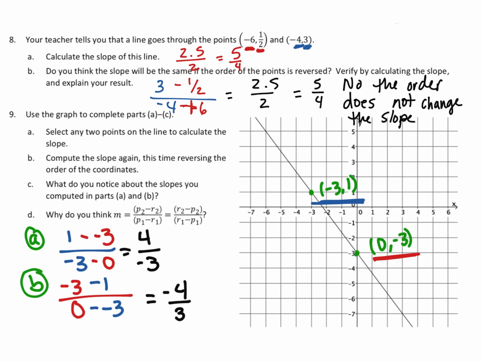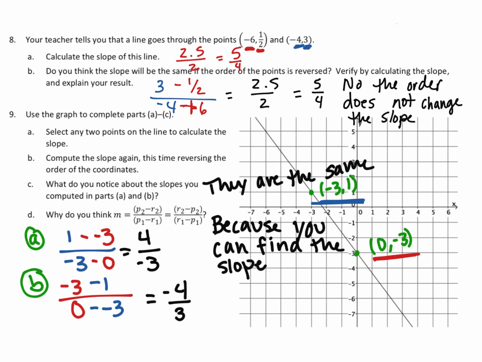So it asks, what do you notice about the slopes that we computed? They are the same. They are equivalent. They are the same. Why do you think that's true? I would say because you can find the slope using any 2 points on the graph. And it doesn't matter which one you choose to use first. Either way, it's going to come out the same.